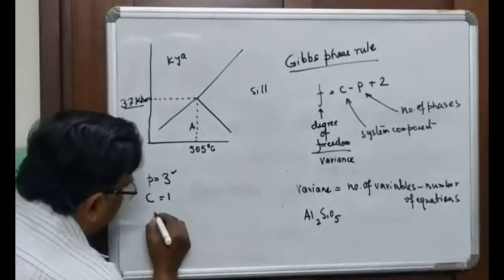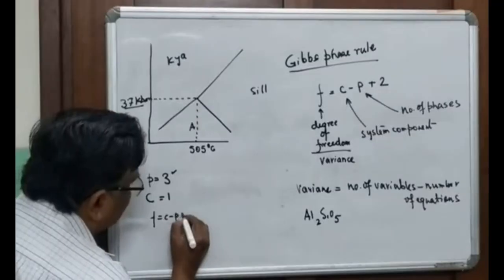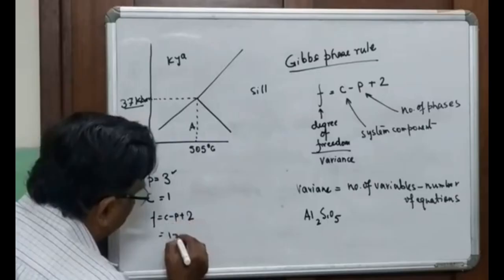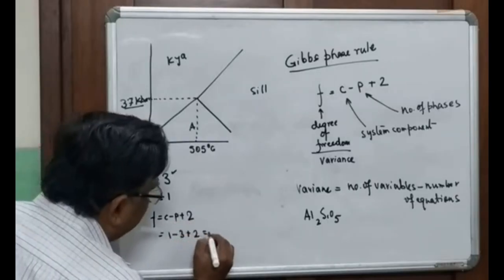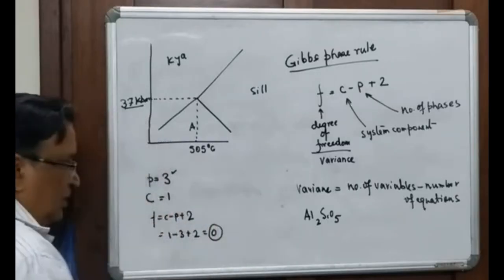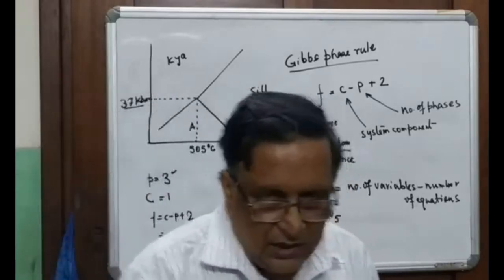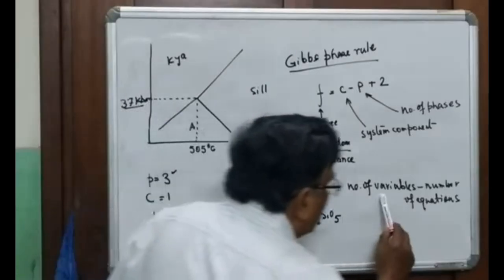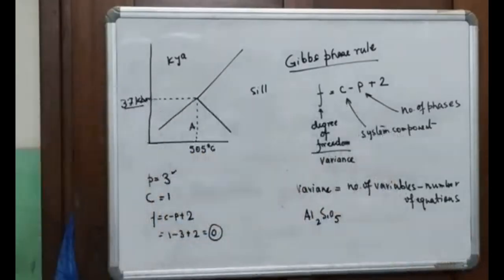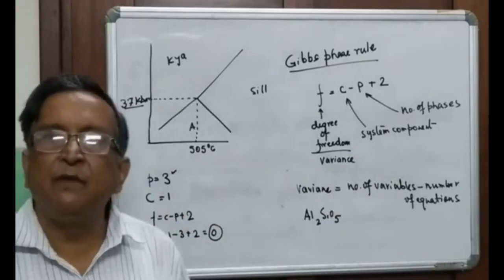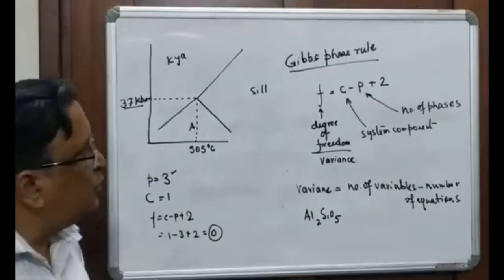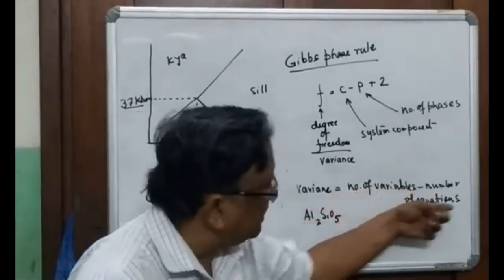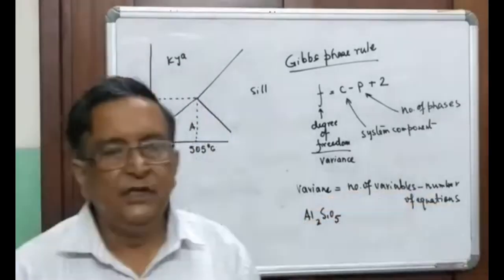And then we come to F is equal to C minus P plus 2, and this works out to 1 minus 3 plus 2, and this is equal to 0. Now, interesting, the degree of variance, the number of variables minus the number of equations, is equal to 0.